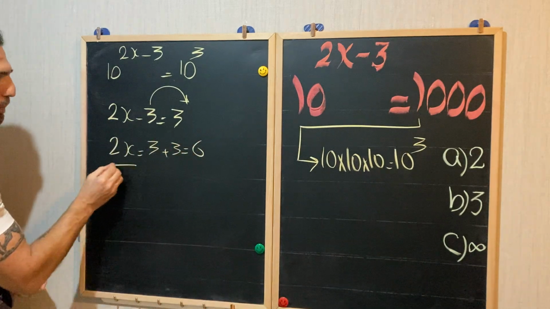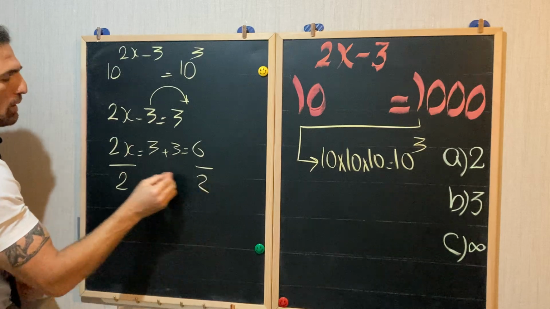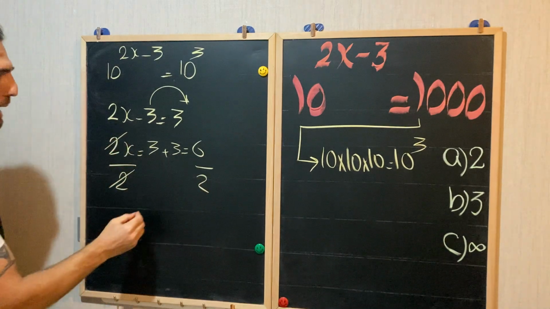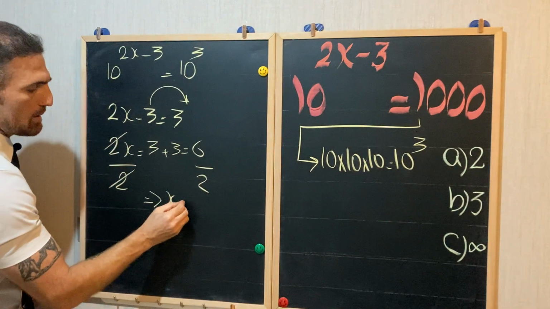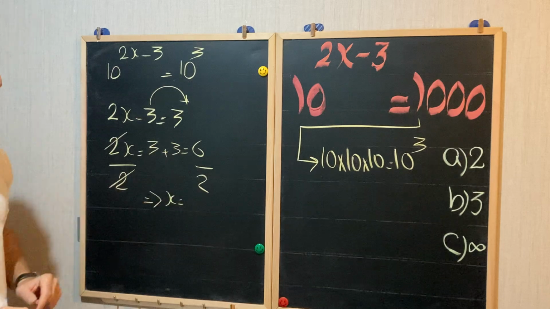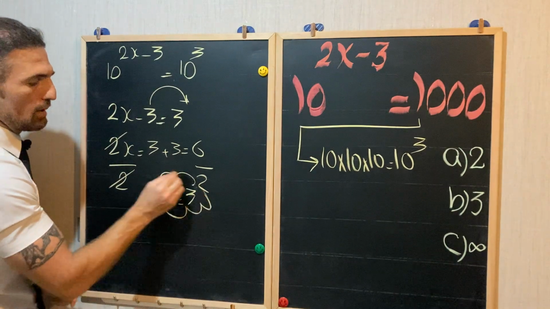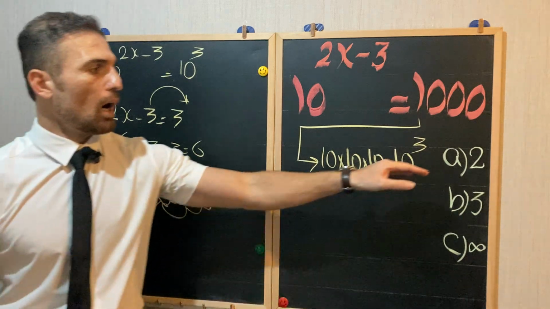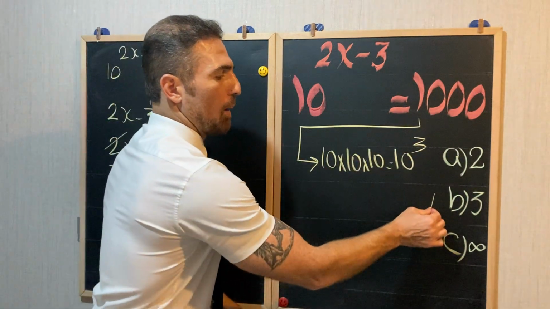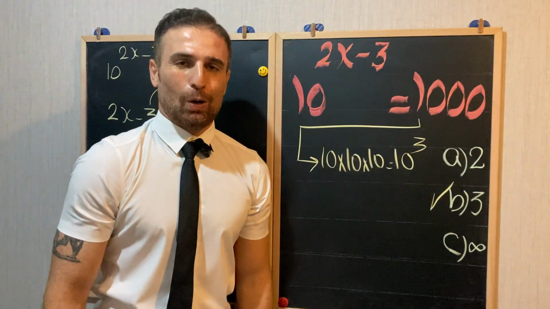Both sides divide by 2. The 2 cancels out, and x is going to be 6 divided by 2 equals 3, and this is our answer. Option B is correct.